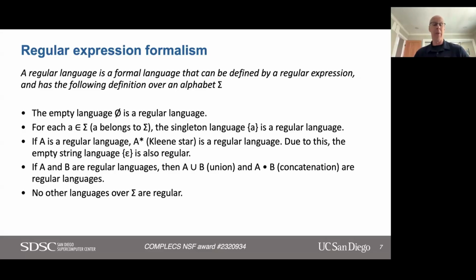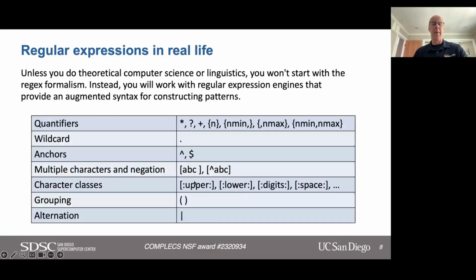If A and B are regular languages, then the union and the concatenation are also regular. What this means is that we're going to be able to build up more complex regular expressions from simple ones. We could have compound expressions. And then finally, no other languages over sigma are regular. So I guess you could take that to mean that anything that could be expressed by a regular language, any pattern, is going to be comprehensively covered by these definitions.